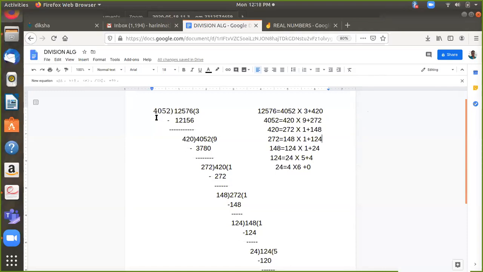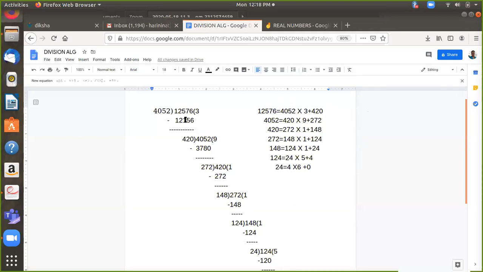So you have two numbers, that is 4052 and 12,576. These are the two numbers for which I want to find the HCF. And I have just now told you that Euclid's division algorithm can be used to find the HCF of two positive integers. So these are my two positive integers. Don't look at the right hand side now. We will come back to that later on.